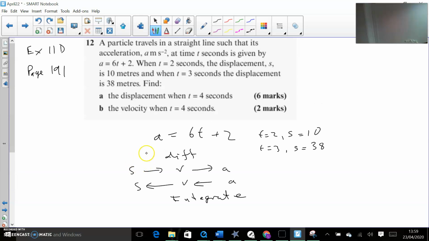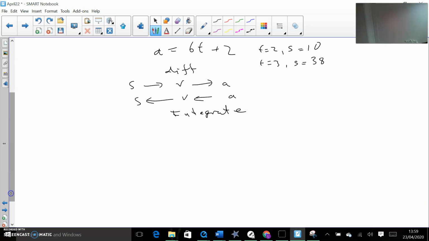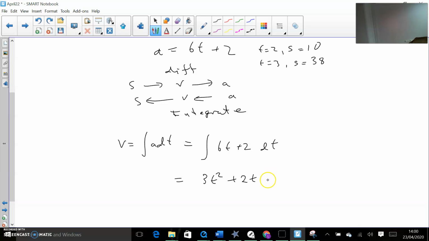So v is the integral of a dt, which is the integral of 6t plus 2 dt, which is equal to, well, t of course goes to t squared over 2 times 6 is 3t squared, and 2 will go to 2t. But this is indefinite integration, so we need to add the constant c.